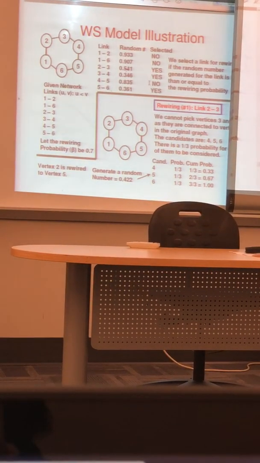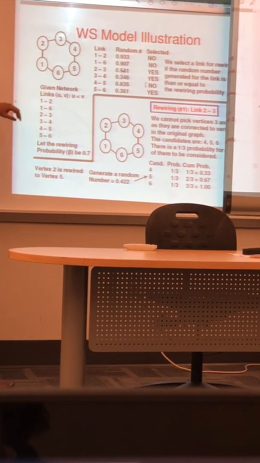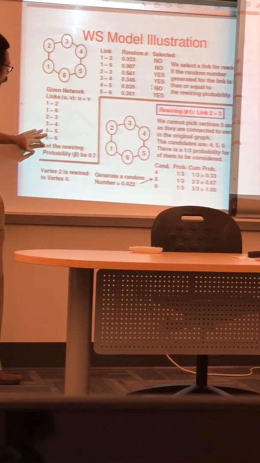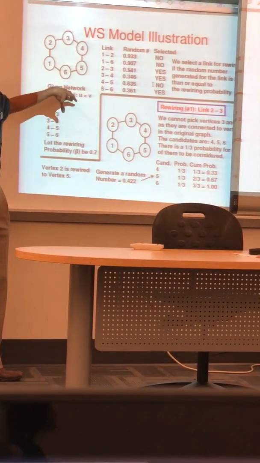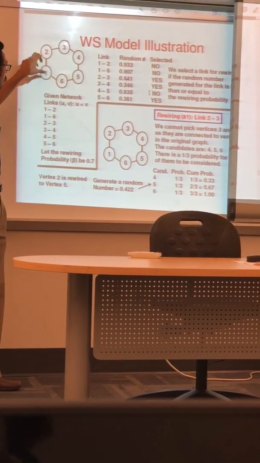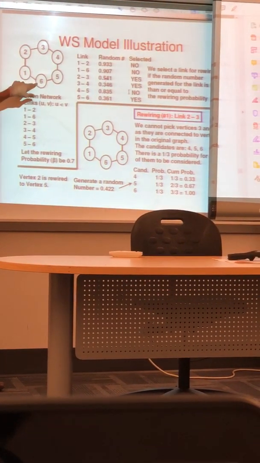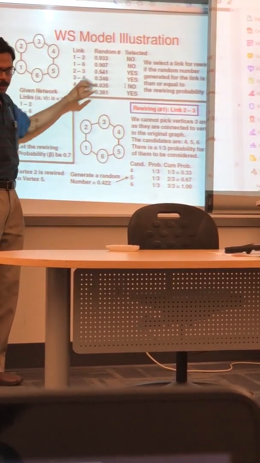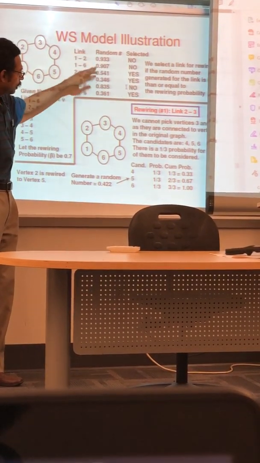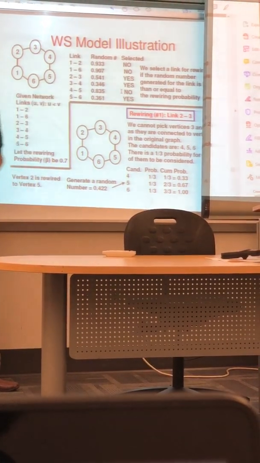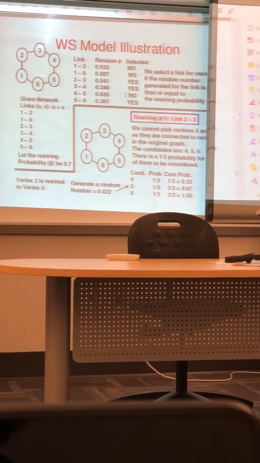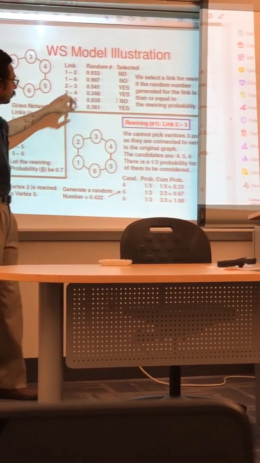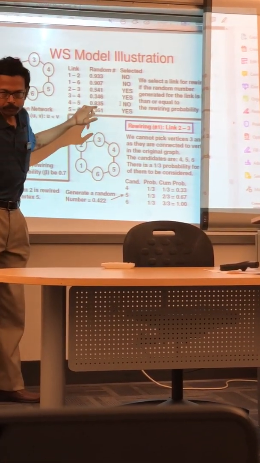Okay, so what we'll do is first write down the links. Okay, so we'll follow our convention of writing the lower ID first, followed by the larger ID. So the links are 1, 2, then 1, 6, then 2, 3, 3, 4, 4, 5, 5, 6. Okay. Now for each of these links, generate a random number. So you all know how to generate random numbers, right? Some use an Excel spreadsheet and just generate random numbers. So these are just purely random numbers.